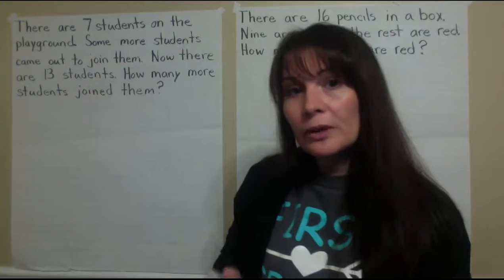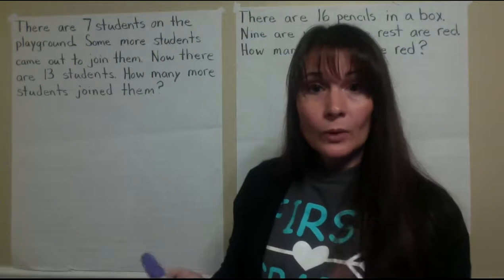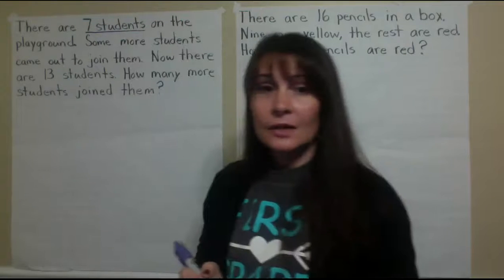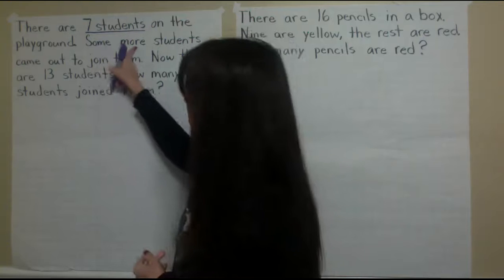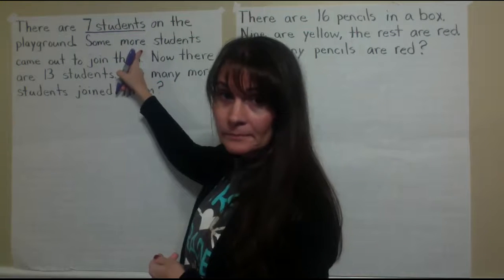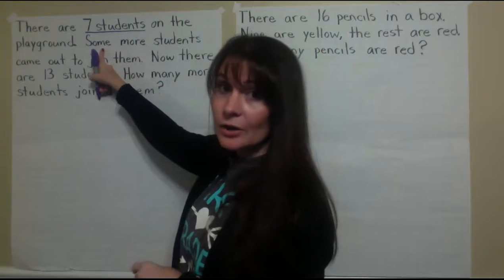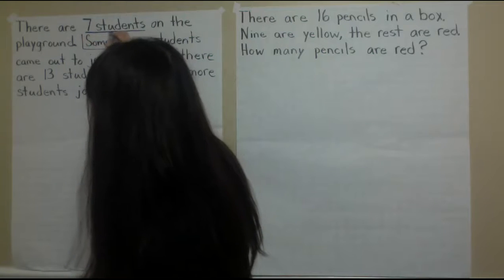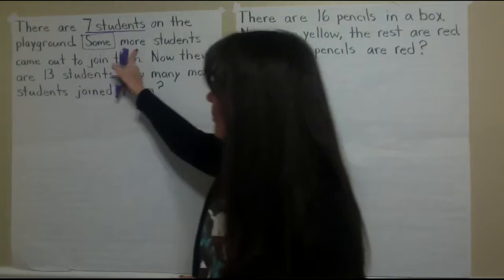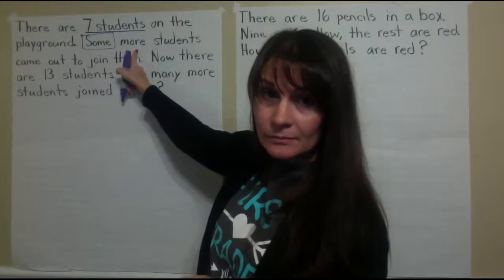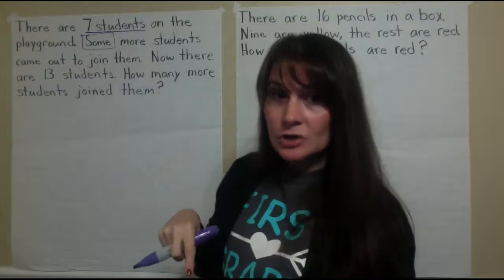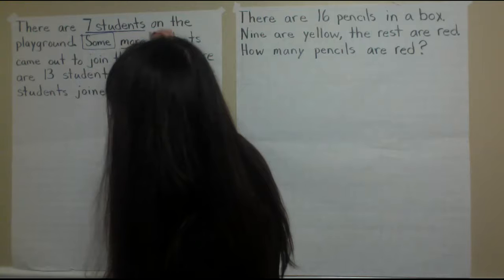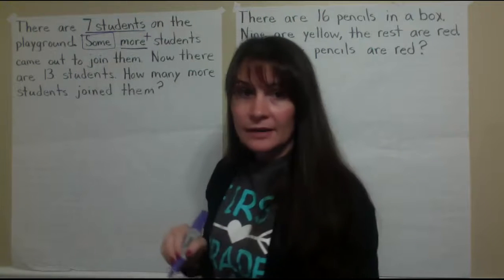Let's go ahead and look at what we know. We know that there are 7 students on the playground. We also know that some more students came to join them. Do we know how many? No, so that's going to be our unknown. I'm going to go ahead and box our unknown. Now it said some more came to join them. So do you think we're going to add or subtract? That's right, we're going to be adding. Since this says some more came, I'm going to put a plus sign in our problem.